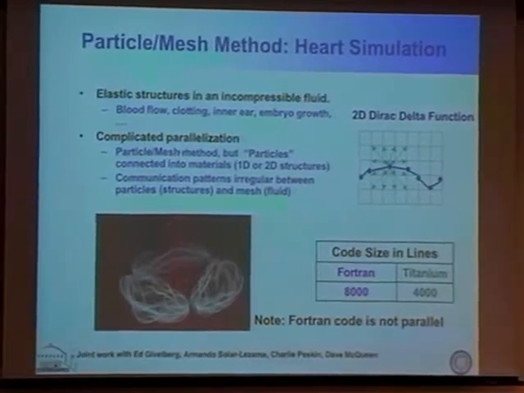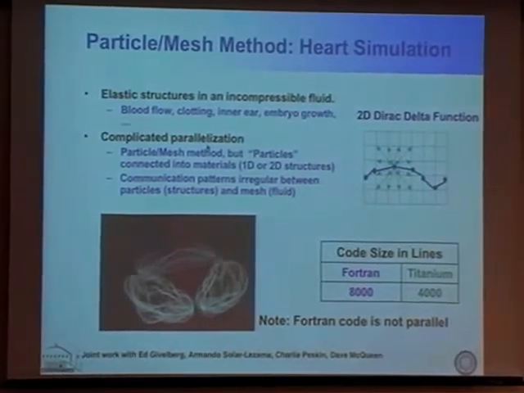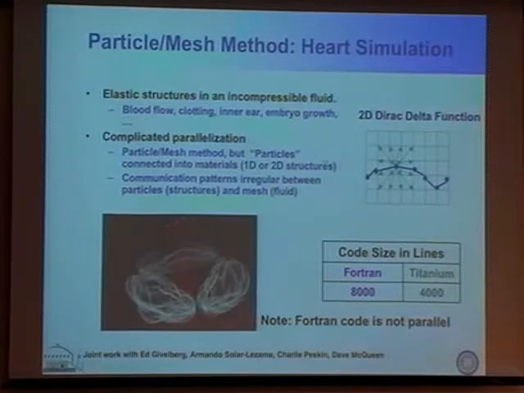It has some complications from parallelism because you have basically two data structures. One data structure of particles, which are connected together in these little linked structures. For example, this is a heart muscle fiber, and that muscle fiber is going to contract and expand depending on what phase of the heartbeat you're in. And then there's a fluid, which is represented as a regular fluid mesh.